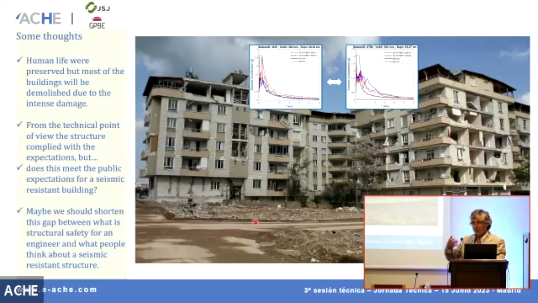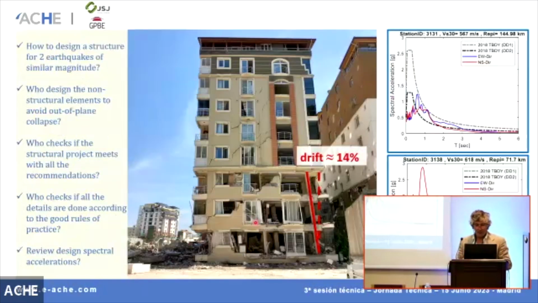The people that live in the house think, okay, when a seismic event occurs, I will never have a home again, because the building cannot be strengthened. It's basically demolished and built again. So is this what the general public thinks? Maybe we should start to shorten the gap between what is structural safety for an engineer and what is a seismic resistant building for the public.